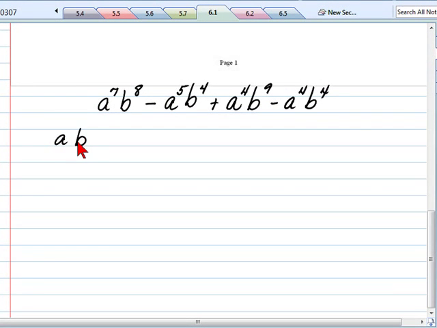Okay, but what is the low power of A? And what's the low power of B? 4. Because as you look at all of these, the lowest of all the A powers is 4. And the lowest of all the B powers is also a 4. So A to the fourth, B to the fourth. I'm going to scoot that down a little bit to give myself some more room, because I have to now divide each of these by A to the fourth, B to the fourth. And I am using the quotient rule to do it.